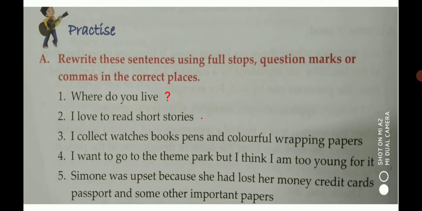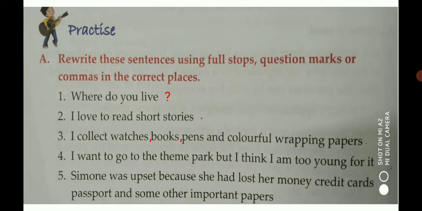I collect watches, books, pens and colorful wrapping papers. So here so many things are there in the sentence. That's why we will put a comma after watches, comma after books, comma after pens, and just remember that wherever the word 'and' is in the sentence, before 'and' we never put a comma. Okay, so colorful wrapping papers and then a full stop.